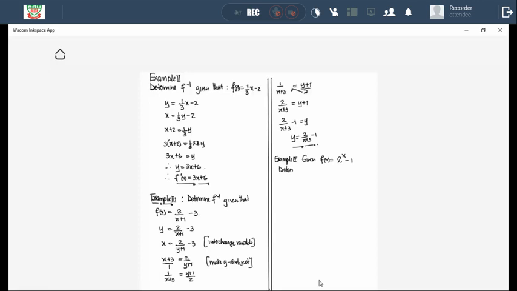Determine f inverse, something like that.